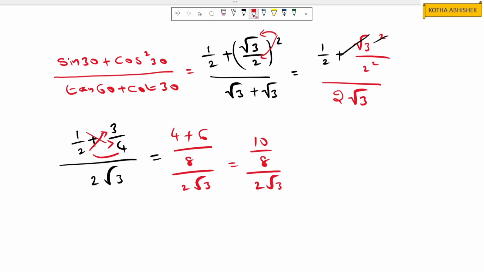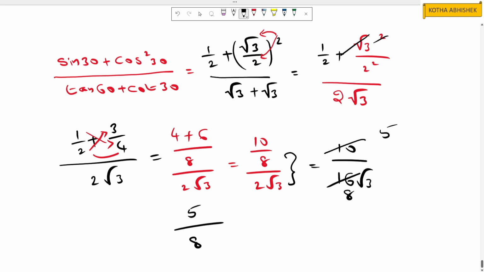Here we have two denominators, right? So multiply both the denominators, which is equal to 10 divided by 8 2s are 16 root 3 as it is. Now here simplification is possible, so let us do that. 2 times 5 is 10 and 2 times 8 is 16. So the answer is 5 divided by 8 root 3.